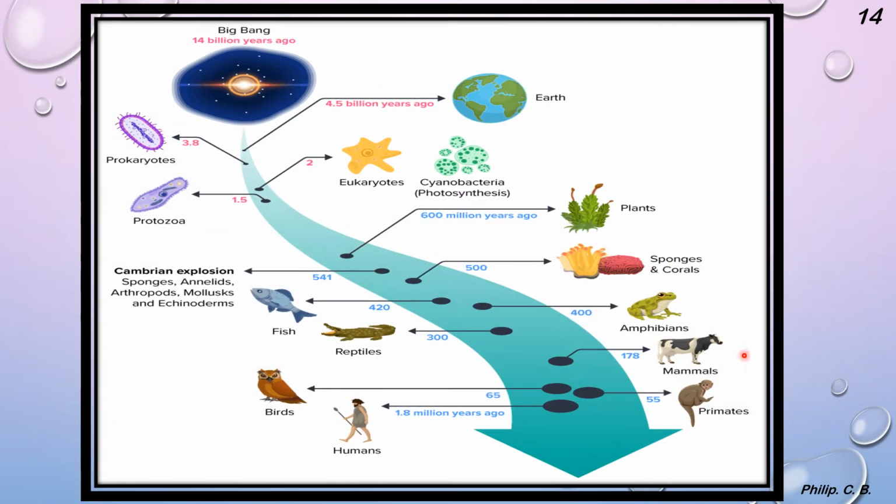Again, I added a theory which was put forward, which is called the Big Bang theory. 14 billion years ago, there was a big blast in space, and from it, 4.5 billion years ago, the Earth was formed. Then the first prokaryotic or unicellular species, then the eukaryotic species, then the protozoa, followed by the plant species, the pisces, amphibia, reptiles, birds, humans, and other primates evolved.